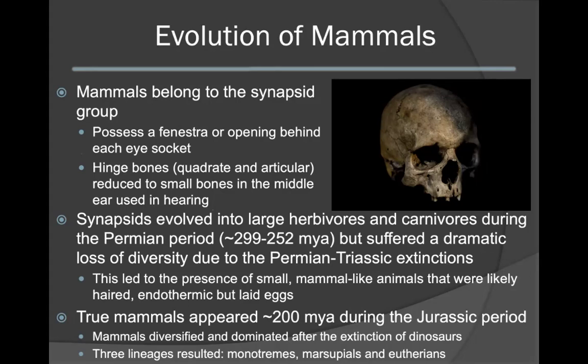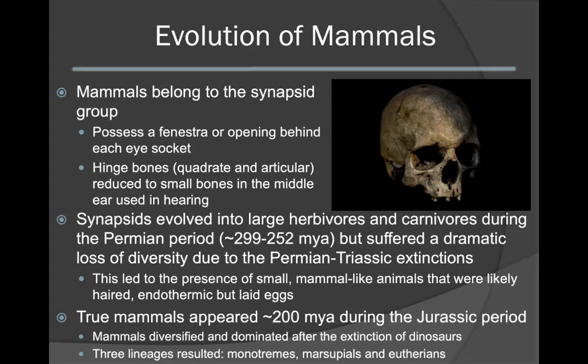Synapsids evolved into large herbivores and carnivores during the Permian period. However, they suffered a dramatic loss of diversity due to the Permian-Triassic extinctions. As a result, small mammal-like animals that were likely haired, endothermic, and laid eggs diversified. True mammals began to appear in the fossil record approximately 200 million years ago during the Jurassic period. After this, mammals showed distinct diversification and dominated the terrestrial landscape after the dinosaurs went extinct.